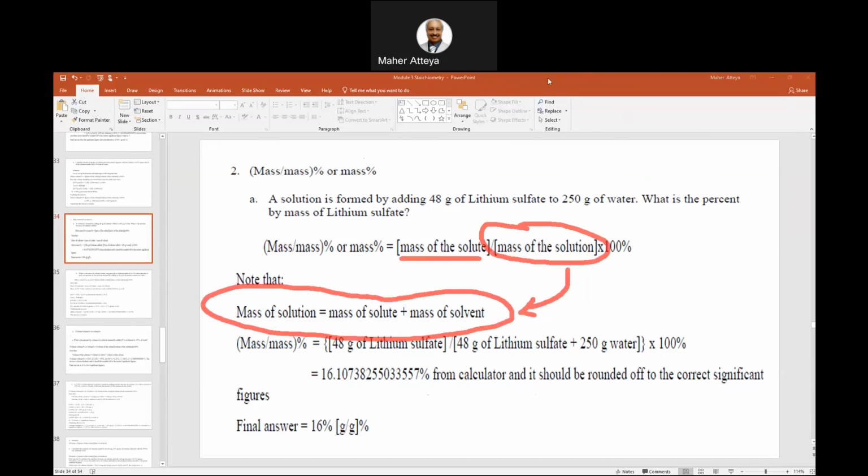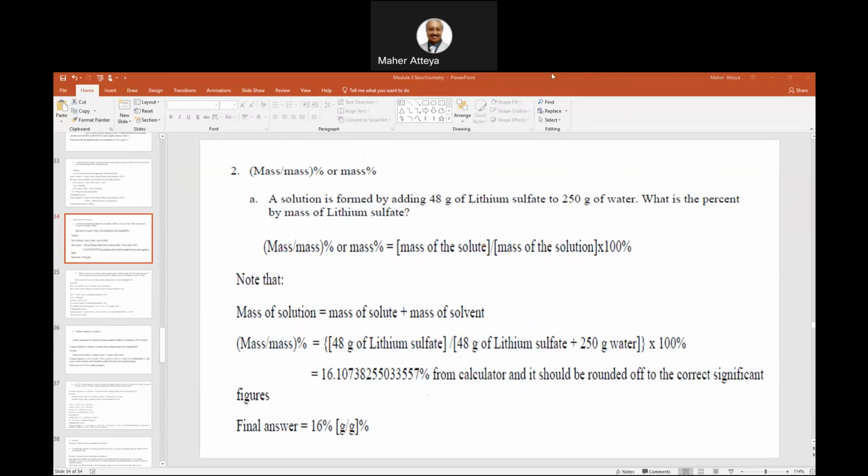Now let's look at another example here. That's mass over mass. We have a solution formed by adding 48 grams of lithium sulfate to 250 grams of H2O. Correct? So what is the mass over mass? The mass of the solute, 48, will come on top, divided by the sum of 48 plus 250. And the whole thing multiplied by 100.